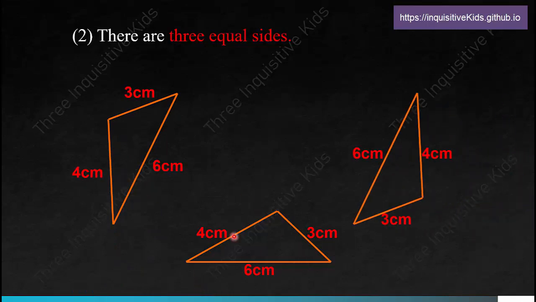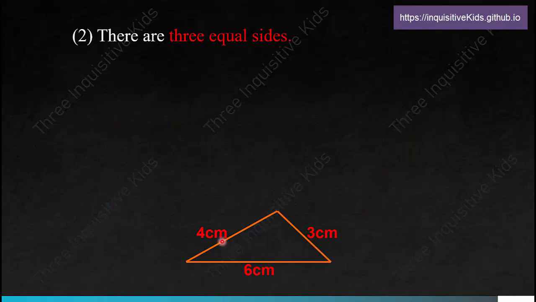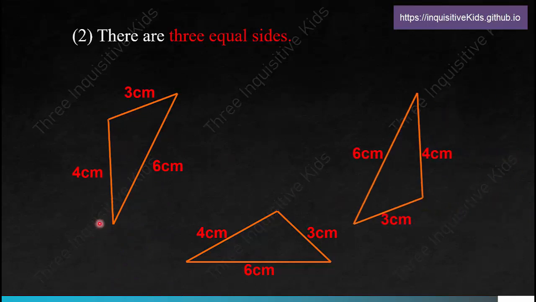So first we have this triangle. It has one side of 4 centimeters, one side of 6 centimeters, and one side of 3 centimeters. Here we have another triangle with the same lengths. But as you can see, they're all just the same triangle. So the conclusion is that if there are 3 equal sides, then these 2 triangles have to be congruent.